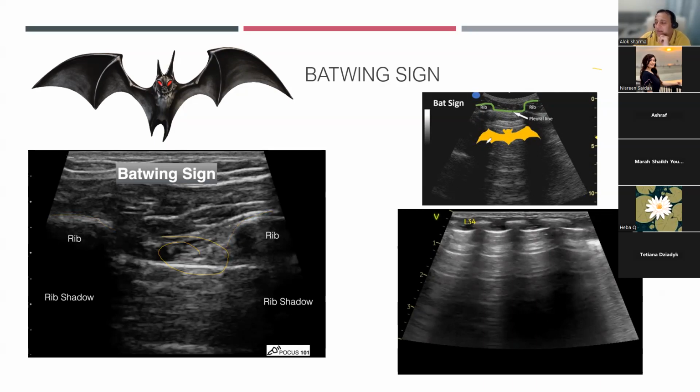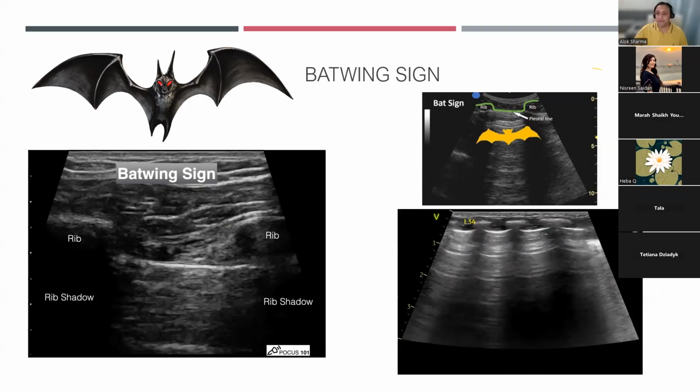And with the eye of faith, it looks like a bat. Does it look like a bat? What do we think? Not so much. Maybe a bit. Yeah, personally, I'm not convinced. Do you know why it's called the batwing sign? Anybody?